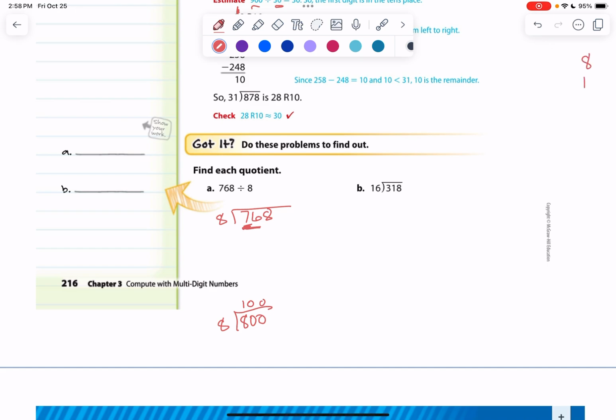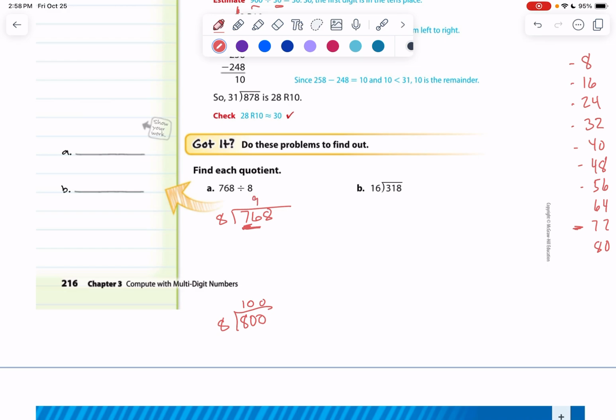So that's 8, 16, 24, 32, 40, 48, 56. I'm getting close. That's 1, 2, 3, 4, 5, 6, 7. 8 times 8 is 64. 8 times 9 is 72. I think I'm there. But let's do one more. 8 times 10 is 80. That's too high. So it's going to be 8 times 9.